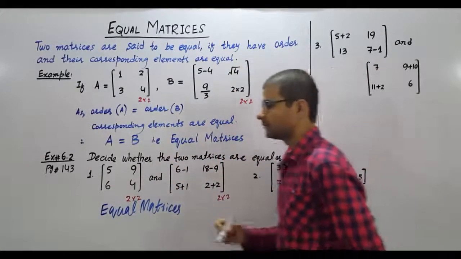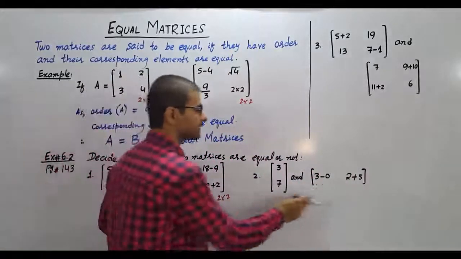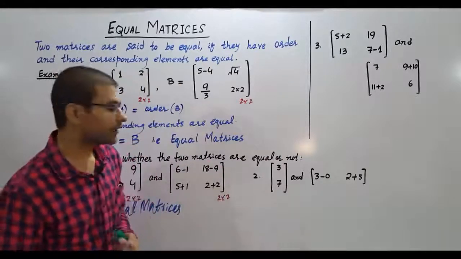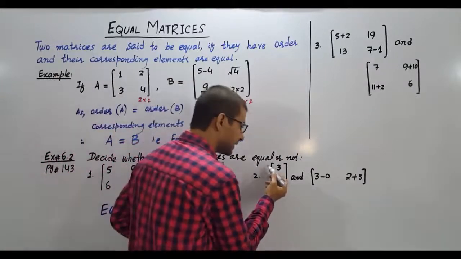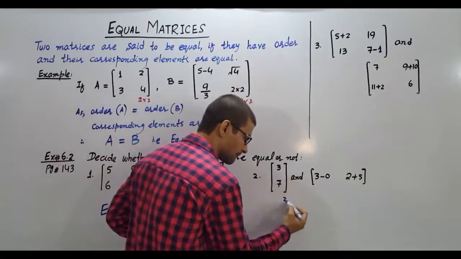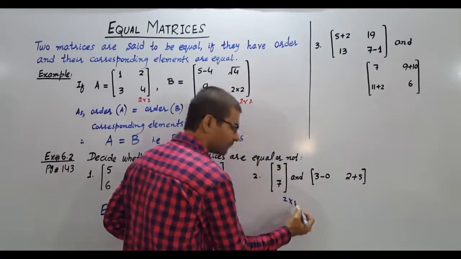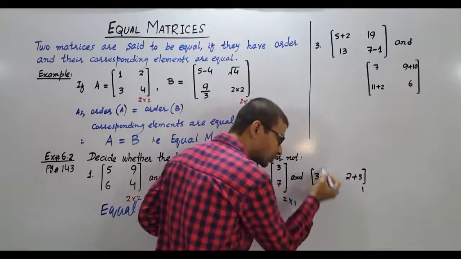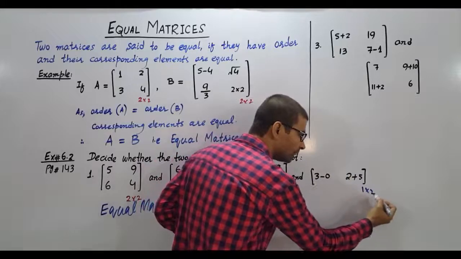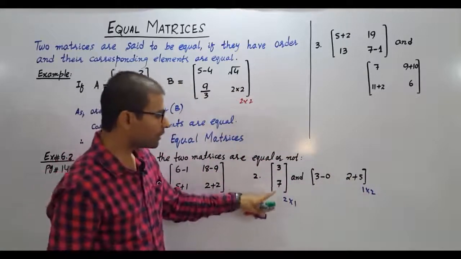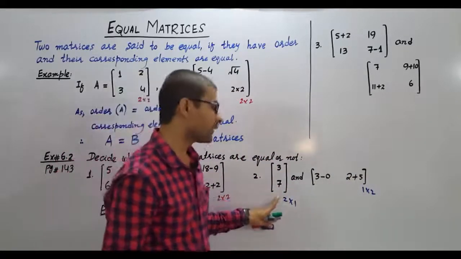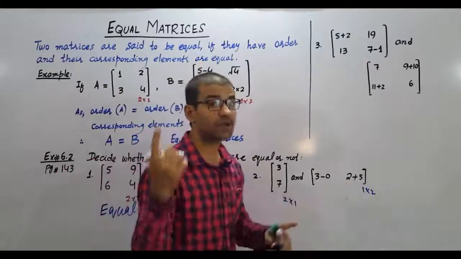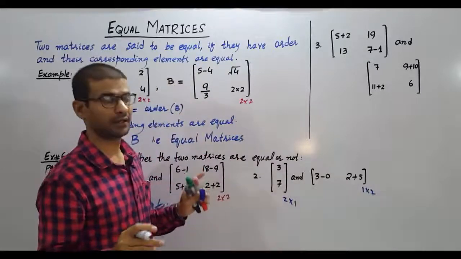In the next question, question number 2, we have two matrices. Are they equal or not? First observe their order. The first matrix contains 2 rows and 1 column. Now observe the order of the second matrix. It has 1 row and 2 columns. The order of the first matrix is 2 by 1 and the order of the second matrix is 1 by 2. The orders of both matrices are not the same, so they are not equal.